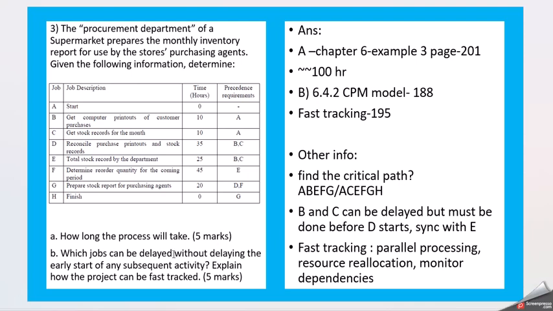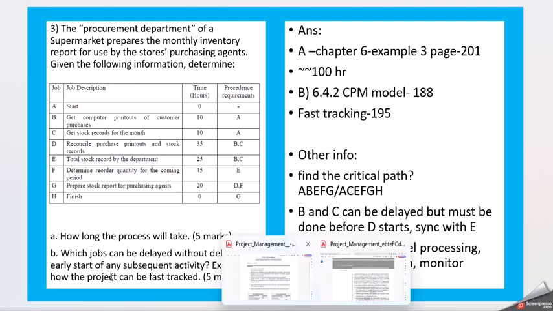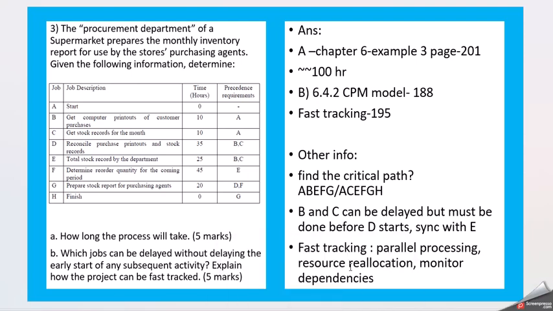Based on that you will find your duration, and after that you can think of which actions can be taken. For example, I have taken here that B and C can be delayed, but must be done before D starts. D depends on B and C, and it should be in sync with E, because both have the same dependencies. Then fast tracking is parallel processing, resource allocation, and monitoring dependencies. These are other examples you can take up for explanation.